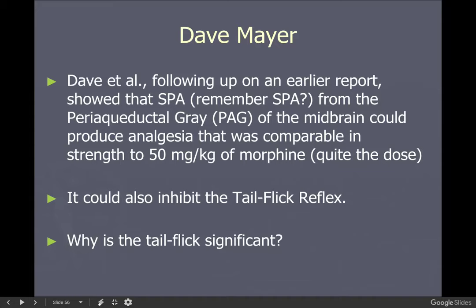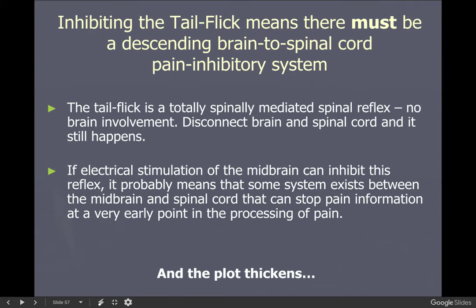And if you're stimulating the midbrain and you can inhibit the tail flick, something must be going from the brain to the spinal cord. And here's a discussion: totally spinally, disconnect the brain. So I mentioned all this.